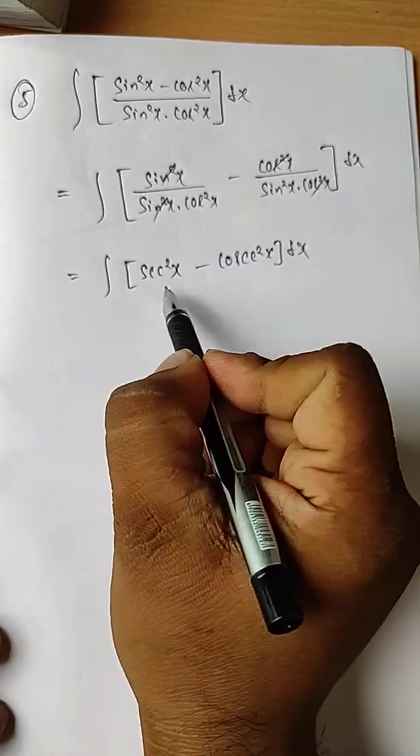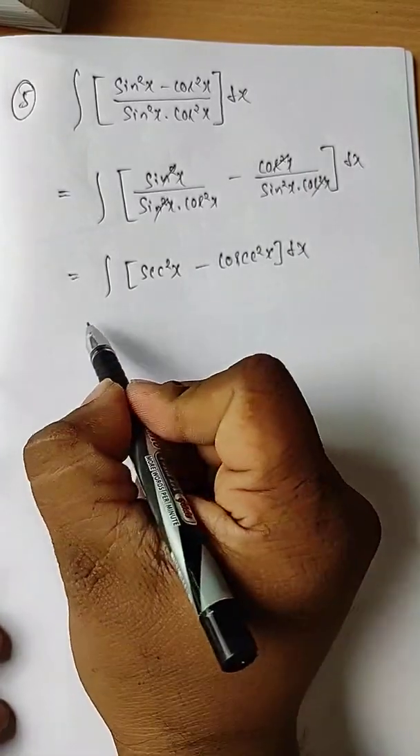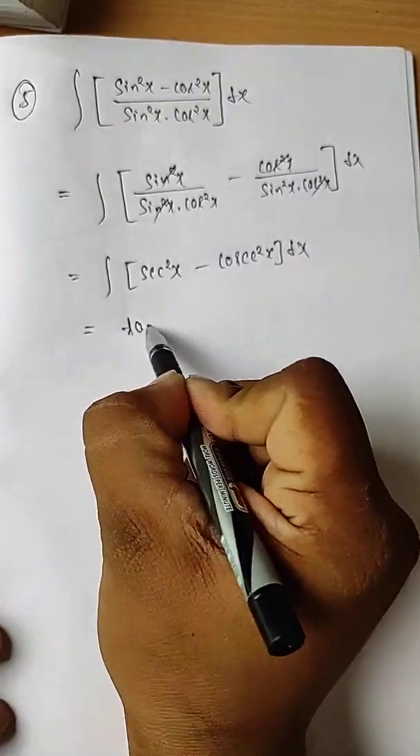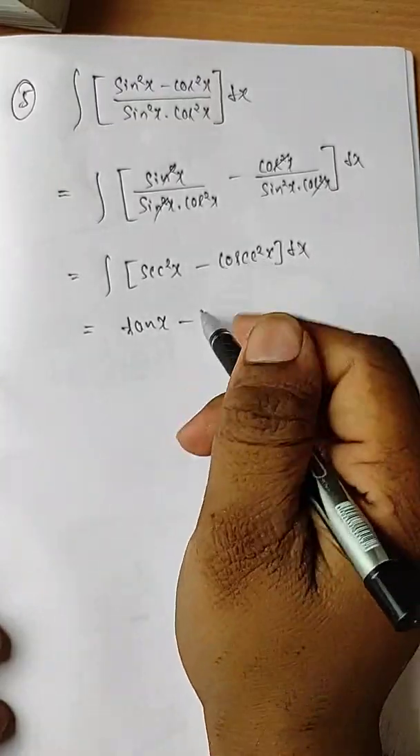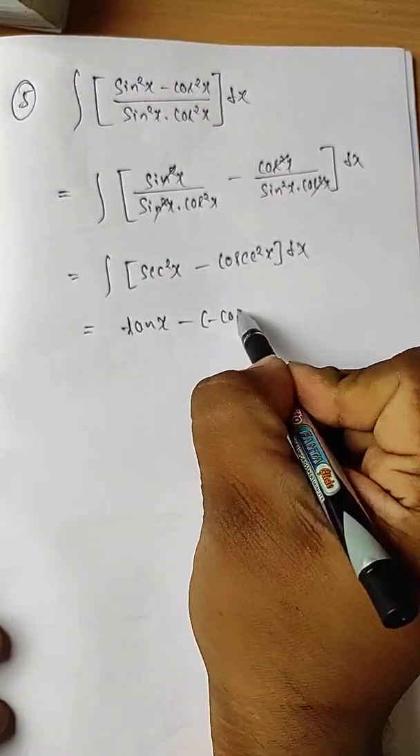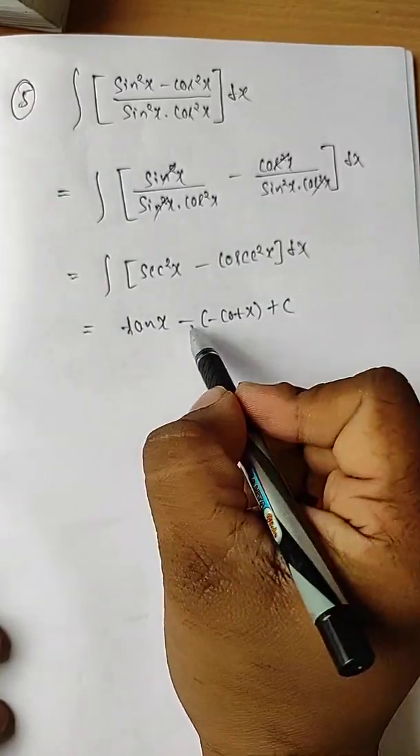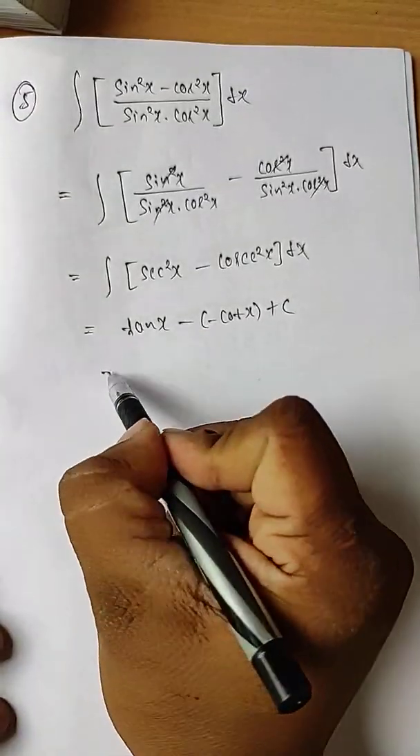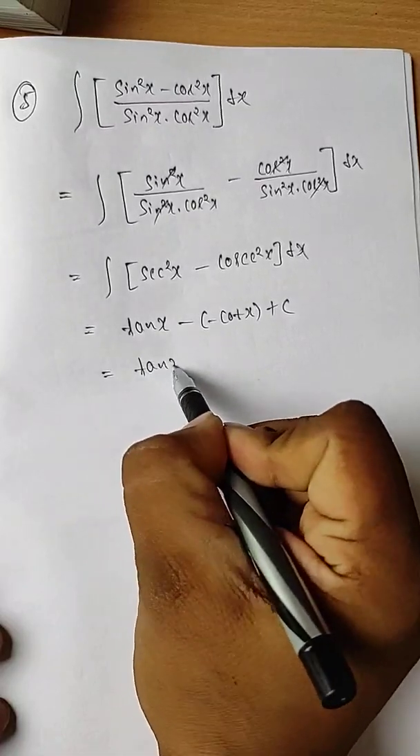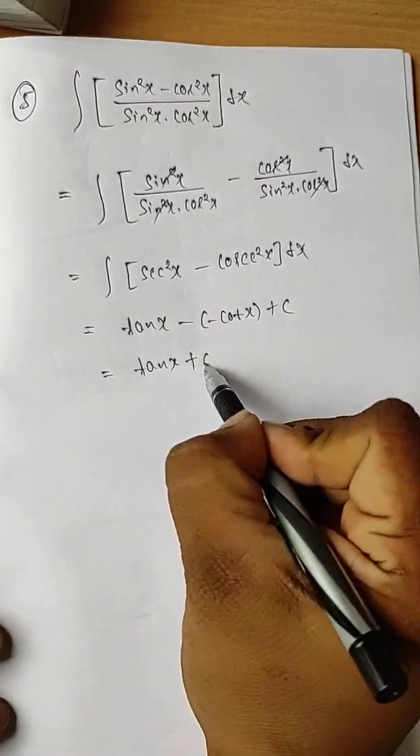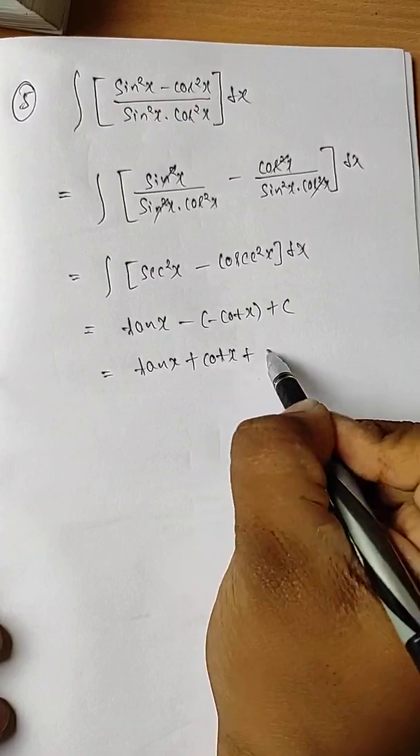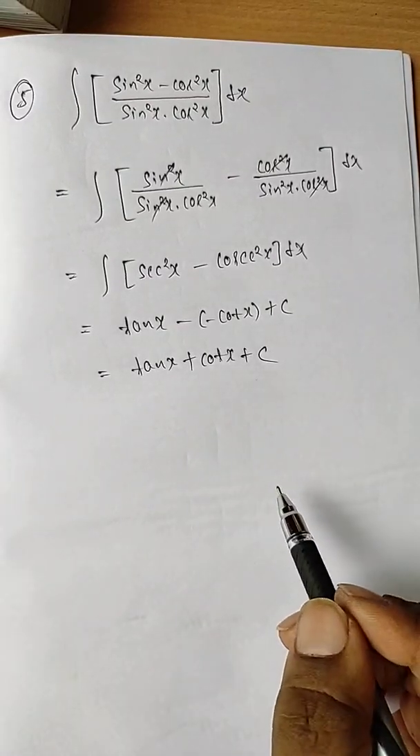Now what is the integration of secant square x? The integration of secant square x is tan x, minus integration of cosecant square x, which is minus cot x, plus c. Is it clear? So now this minus will become plus, so tan x, sorry, plus cot x plus c. Is it clear? So this is how we are solving the problem.